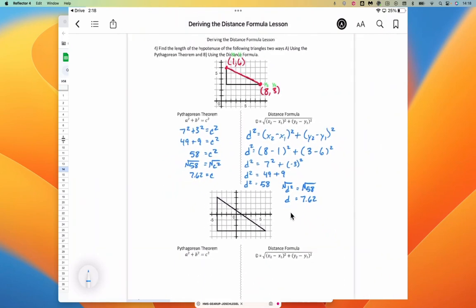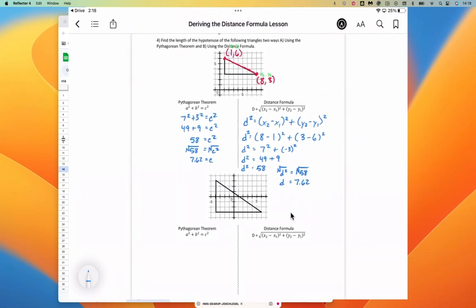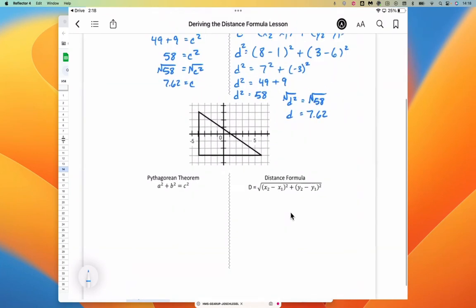So again, the distance formula and the Pythagorean theorem are exactly the same thing, just with a little bit more going on when we do the distance formula.